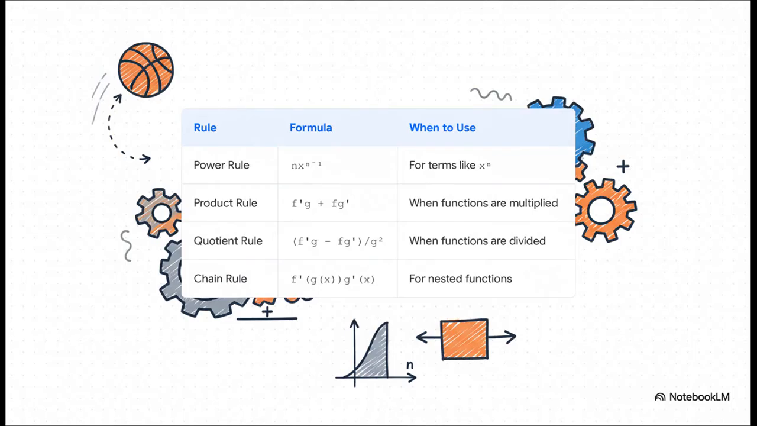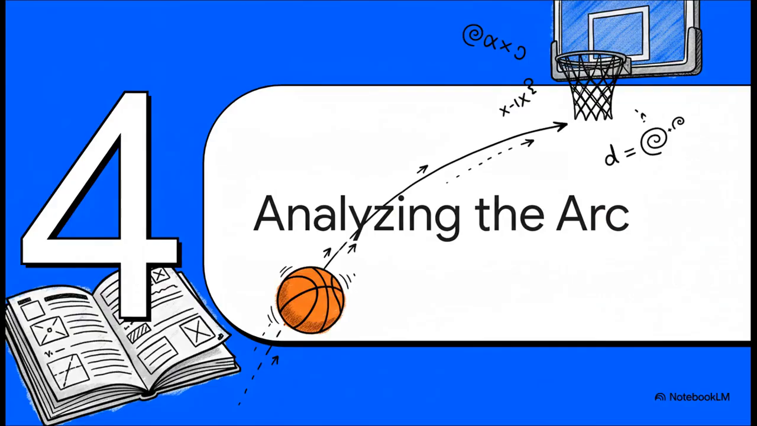So here's a quick look at our playbook. We've got the power rule for simple terms, the product and quotient rules for when things are multiplied or divided, and the chain rule for those nested functions. These are the core tools, the whole shebang we need to analyze just about any shot. Okay, playbook in hand, let's get back on the court.